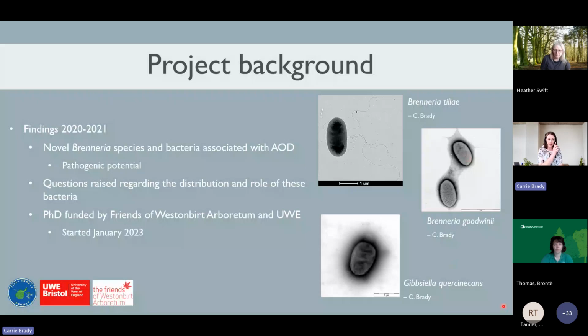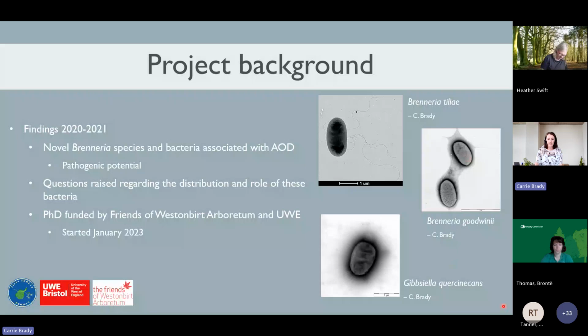So isolating a new Brunneria species within this genus suggested that it did have some kind of pathogenic potential and could play a role in lesion formation, possibly along with the AOD bacteria. This raised a lot of questions regarding its distribution as well as its role.